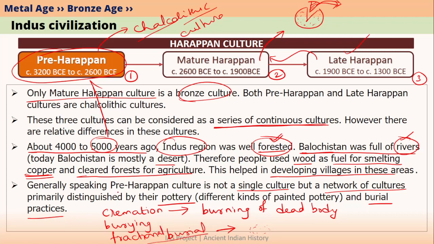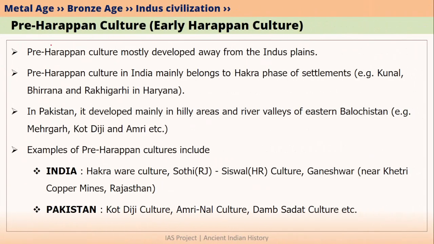So basically, pre-Harappan culture is not a single or unique culture, but it is basically a network of many cultures. We will see some of these cultures towards the end of this video. All these cultures can be called pre-Harappan culture. It is also called early Harappan culture because it happened before the mature phase of Harappan culture.